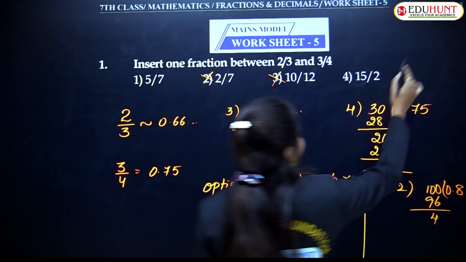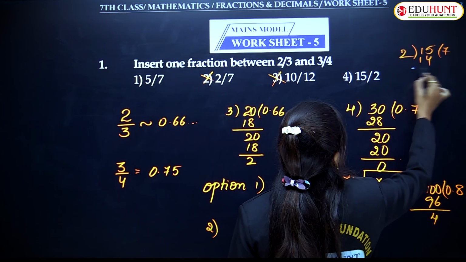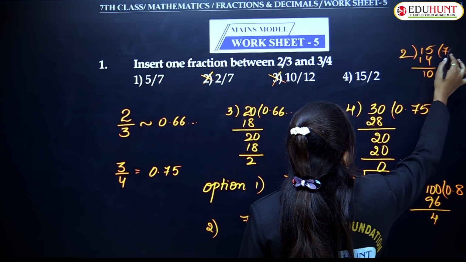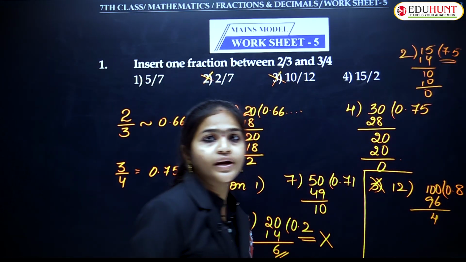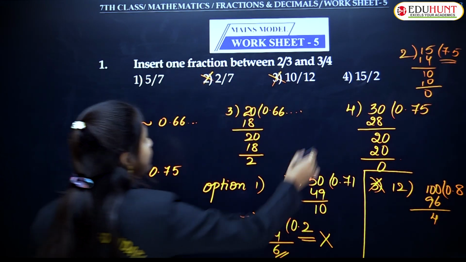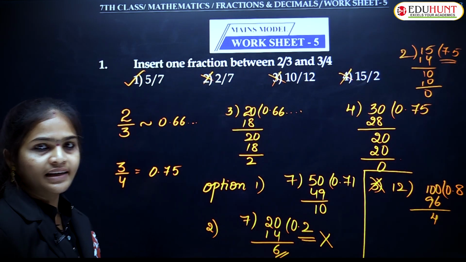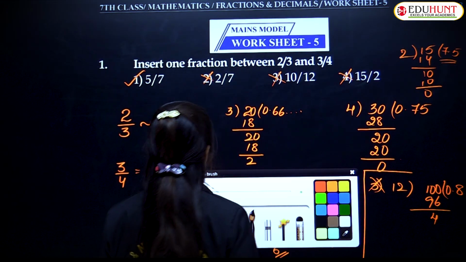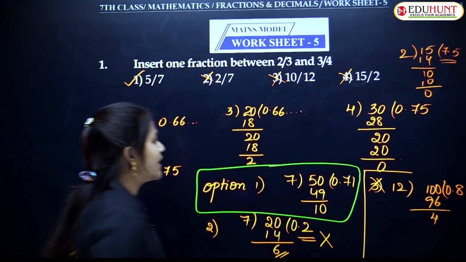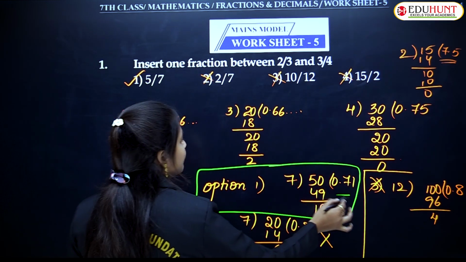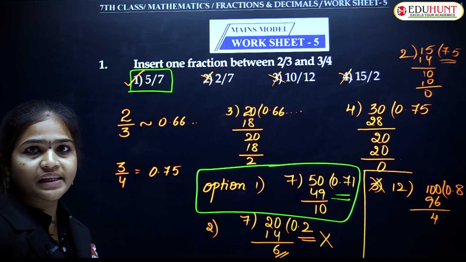Come to 15 by 2. 15 divided by 2 means 2 sevens are 14, remainder 1, 0. 2 fives are 10. So we have 7.5, which is also not satisfying. Only one of the options is satisfying, that is 5 by 7, the option 1, which is 0.71. So the answer is 5 by 7. Am I clear, children? Yes.